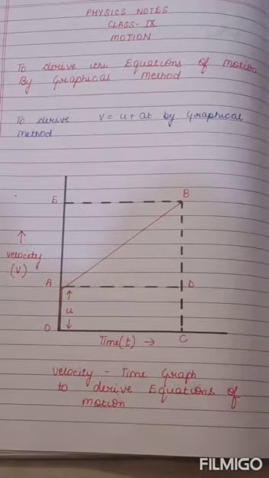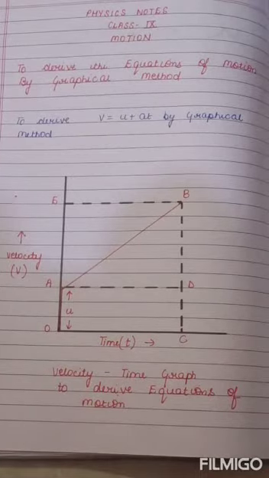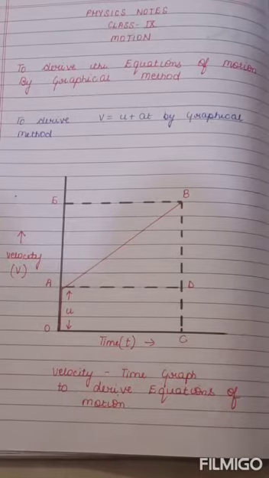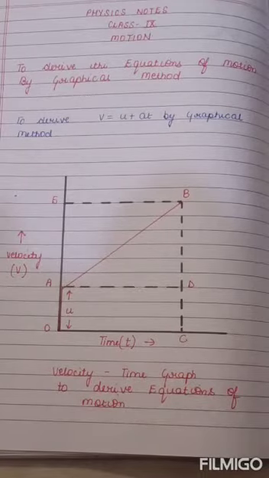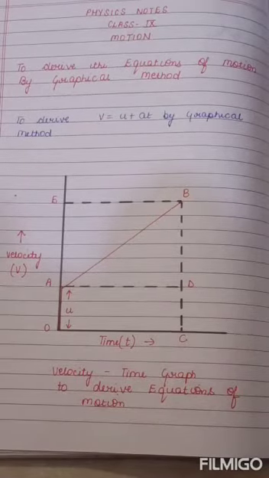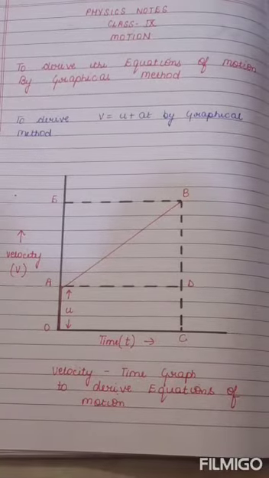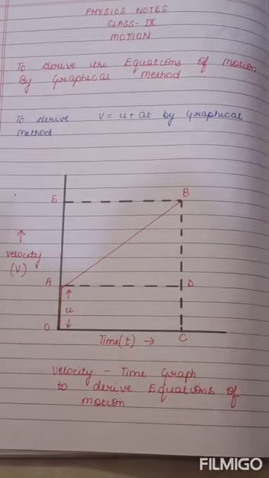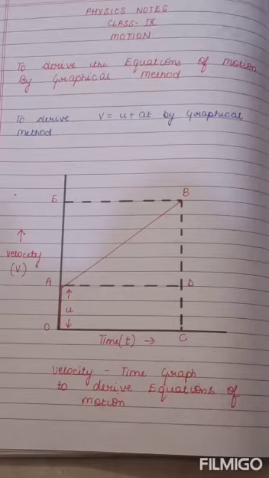First, in our previous class we derived the equations of motion by mathematical method. What were the three equations of motion? Let us quickly revise them. The first one was V is equal to U plus AT. The second was S is equal to UT plus half AT square. And the third one was V square is equal to U square plus 2AS.